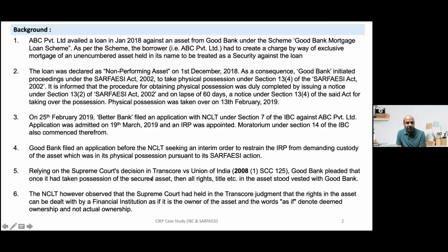Then, relying on the Supreme Court's decision in Transco versus Union of India 2008, Good Bank also pleaded that once it had taken the possession of the secured asset, all the rights, title, etc. in the asset stood vested with Good Bank. So basically, Good Bank's contention is that as per SARFAESI, they have already taken the physical possession, number one, and as per the Supreme Court judgment in Transco versus Union of India, if a secured asset is in the possession of the lender, then all the rights, title, etc., everything is with the lender. So nobody can actually challenge that part.